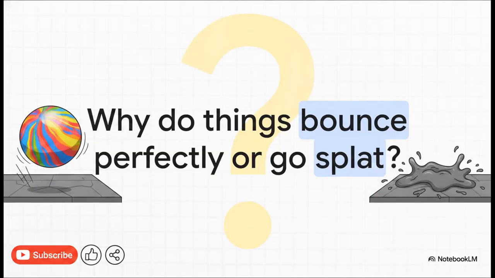I want you to start by just visualizing two very different scenarios for a second. Imagine dropping a super bouncy ball onto a hard concrete floor, and then imagine dropping a lump of sticky putty. One rebounds with almost all its original speed, right? While the other, well, it just goes completely splat. Today, we're going to uncover the exact physical laws that dictate why these two objects behave so wildly differently the moment they hit the ground.